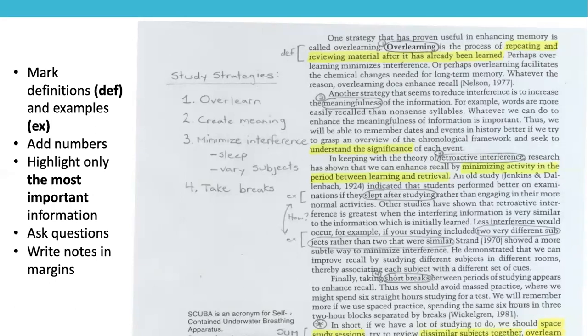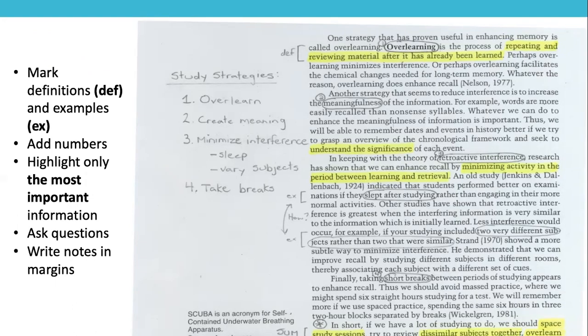You can also add numbers. That helps you build a skeleton and organize your information in a more meaningful way. It looks like this article was discussing different types of study strategies, and you can see that each study strategy has its own number, and in the margins, they're all outlined. And they're also outlined throughout the text.